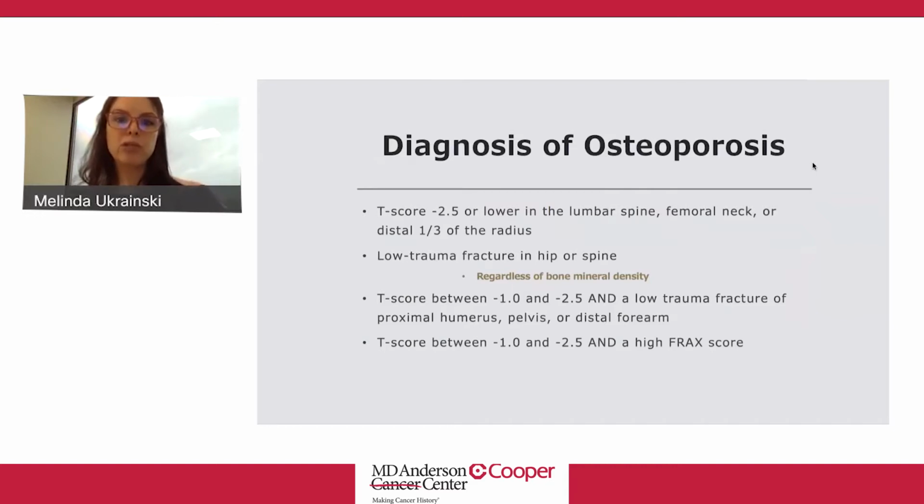So a T-score of -2.5 or lower in the lumbar spine, femoral neck, or distal 1/3 of the radius is diagnostic for osteoporosis. Also, those who have a history of a low trauma fracture or fragility fracture in the hip or the spine automatically get a diagnosis of osteoporosis regardless of what the T-scores in the DEXA scan show. If there's a T-score between -1 and -2.5, and there's a history of a low trauma fracture in the proximal humerus, the pelvis, or the distal forearm, they are also diagnosed with osteoporosis. And if there's a T-score between -1 and -2.5, and they have a high FRAX score, which is a fracture risk, and I'll go into that in just 1 second.